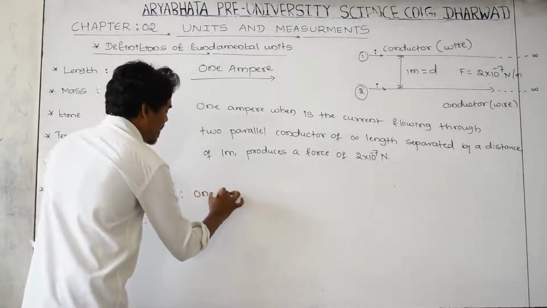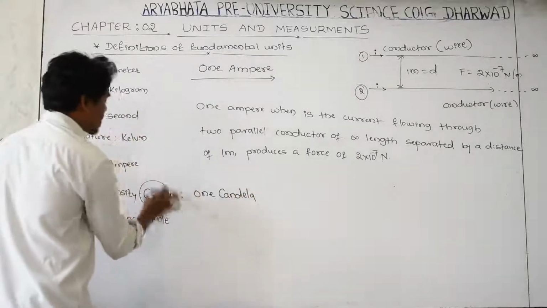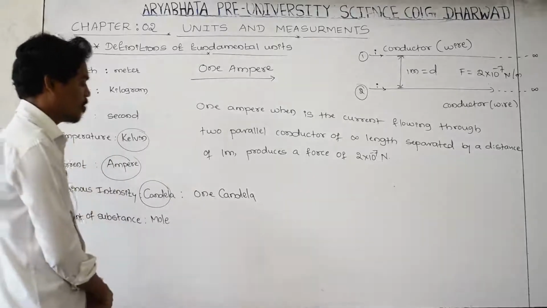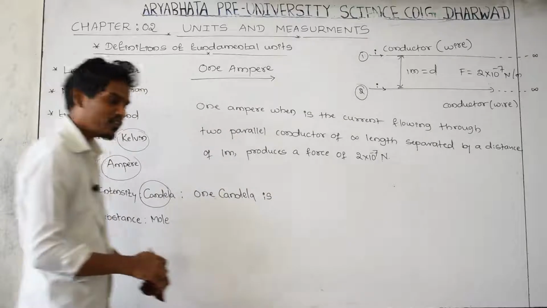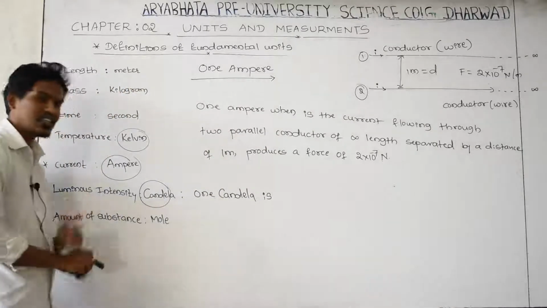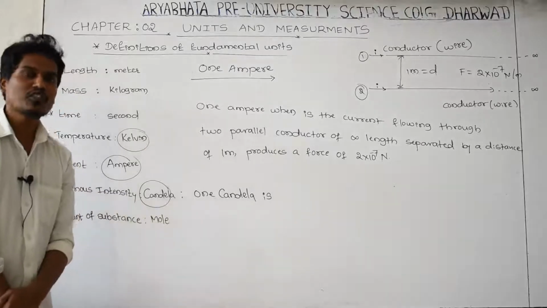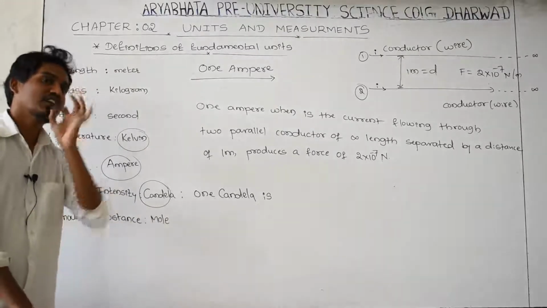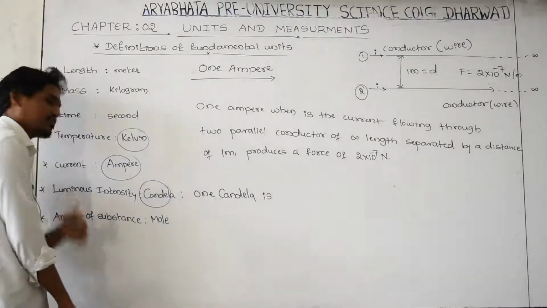What is 1 candela? This is the name of a scientist. What is 1 candela? Before going to the definition of 1 candela, what is luminous intensity? It is the physical quantity we are going to use in order to measure the intensity of light. Luminous means light.